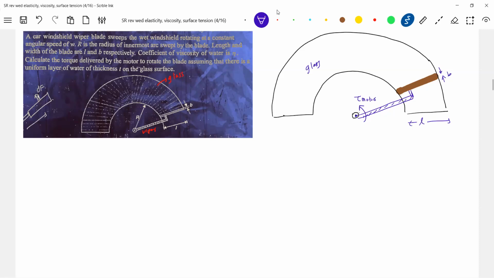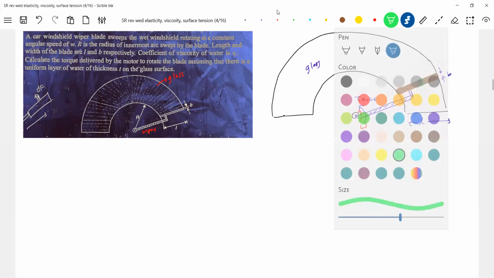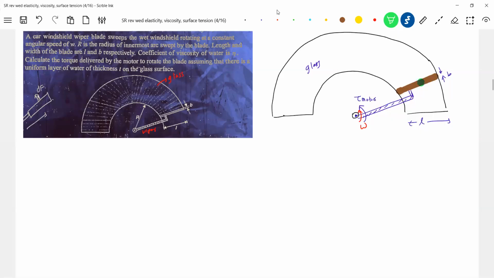This will be rotating with an angular velocity, rotating at a constant angular speed omega. Okay, let me take a small element here. What is the speed of this element? Let it be V. Let this element be located at a distance R.